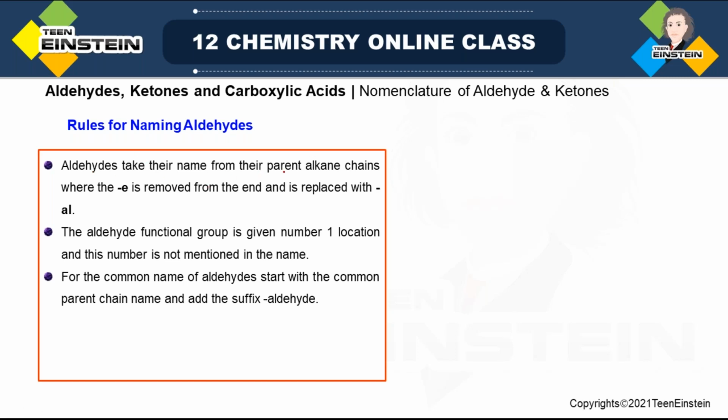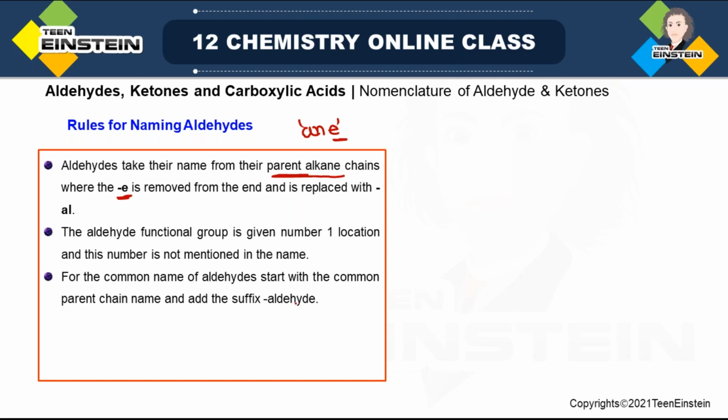Aldehydes take their name from their parent alkane. Now parent alkane means, suppose 2 carbon alkane, it is ethane, 1 carbon, it is methane. So we know that when it is alkane, we use the suffix ane. But when in the parent alkane one of the hydrogens is replaced by CHO, that is C double bond O, H, what will happen? The E that is present at the end of ANE will be removed, and this E will be replaced by AL. So E is removed from the end and is replaced with AL.